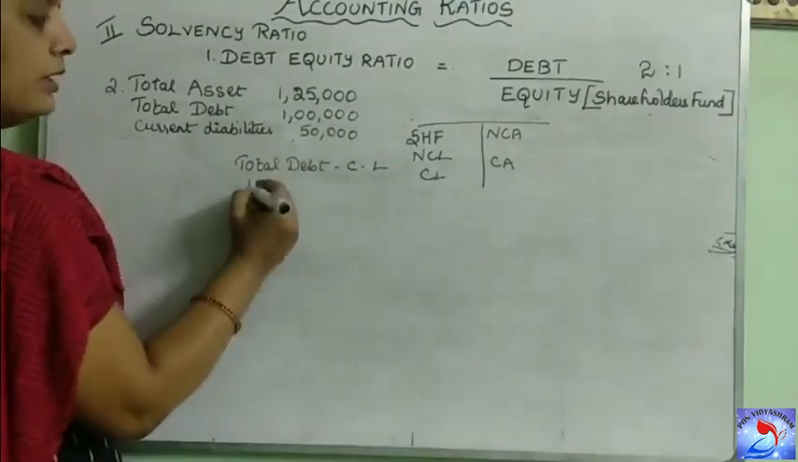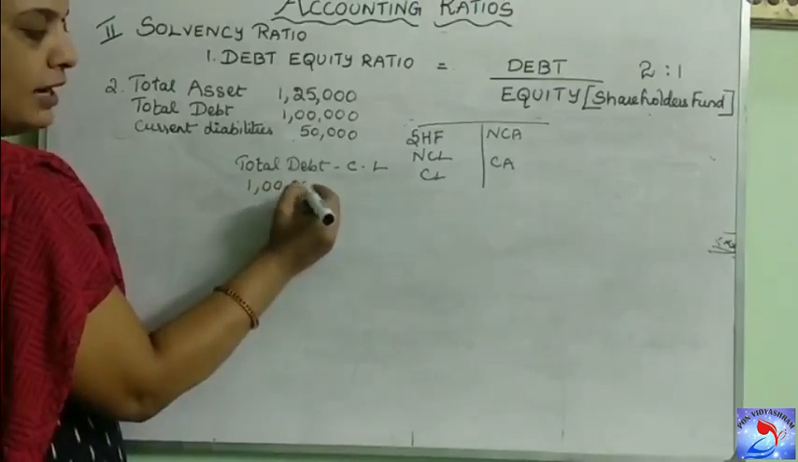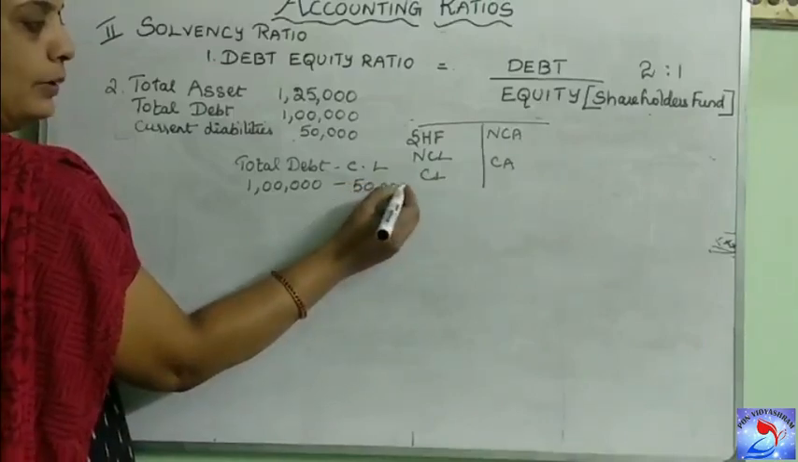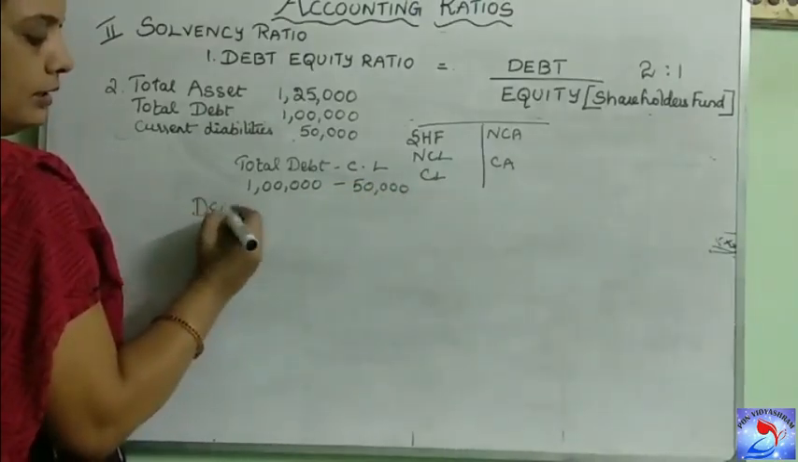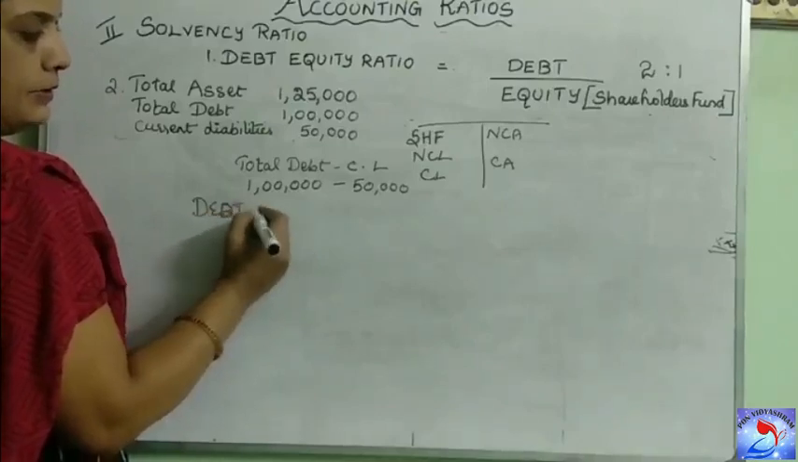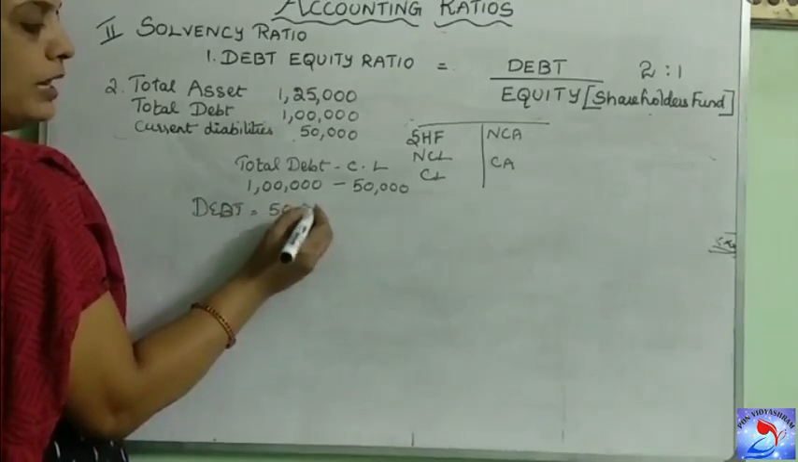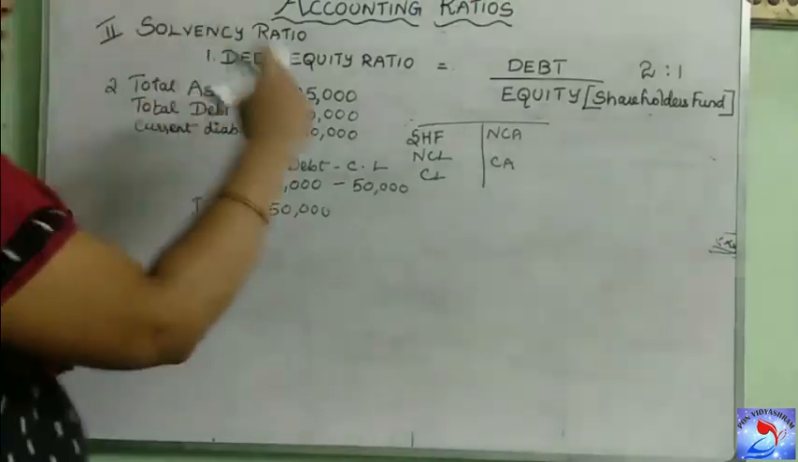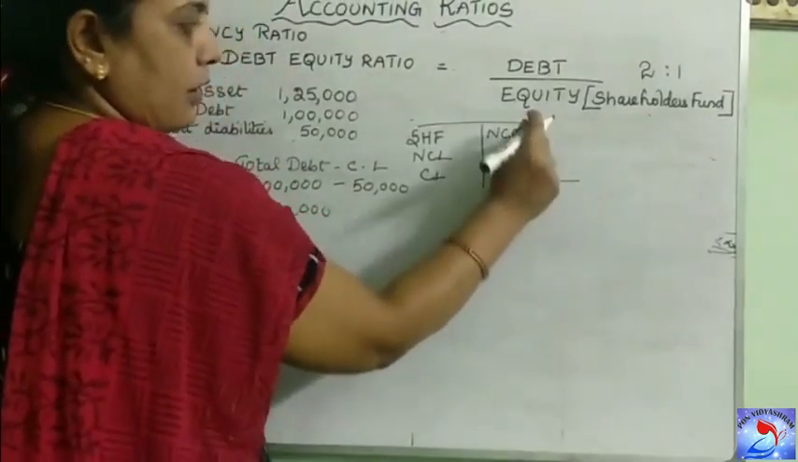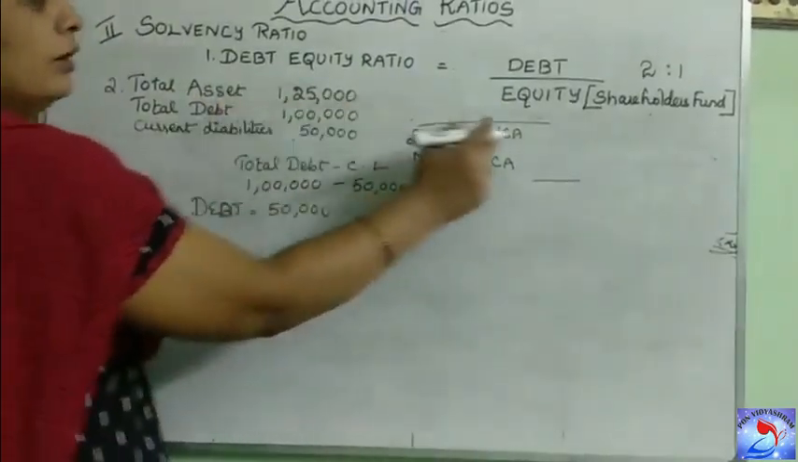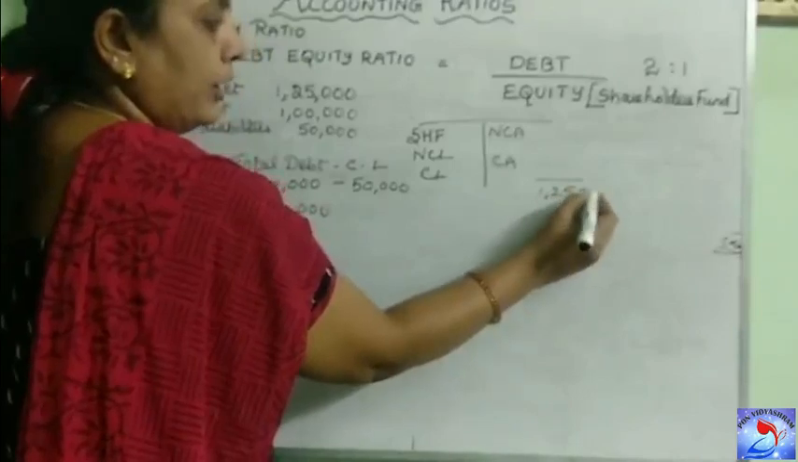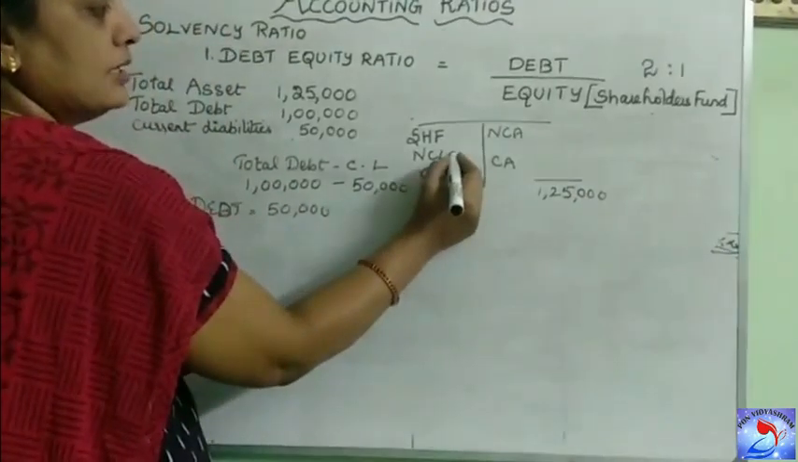So what is total debt? Total debt is 1 lakh rupees, and the current liability is 50,000, which will give you the debt as 50,000. Now equity we have to find out. What is equity? That is shareholders fund. How to find out the shareholders fund? We have the total asset. Total asset comprises of non-current asset and the current asset, which they have given you as 1,25,000.